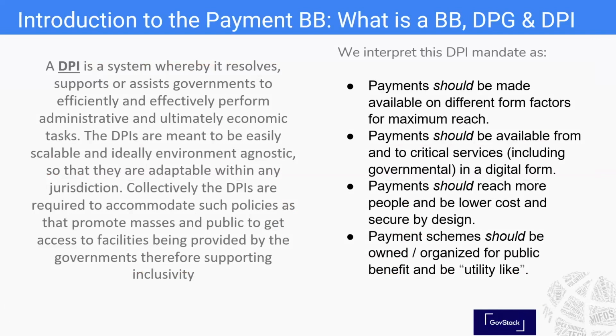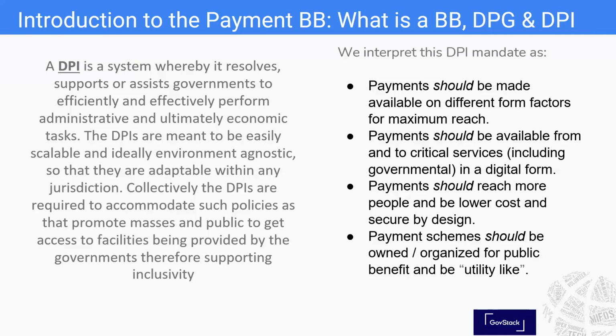So what you see here is the UN definition of what a DPI is, where it must resolve or assist governments to effectively perform administrative or economic tasks. And they're meant to be easily scalable, absolutely agnostic to the environment that they're sat in, and then adaptable to the jurisdiction. So you can see the alignment there directly back to the Govstack aims and the fundamentals of Govstack that we called out at the beginning.